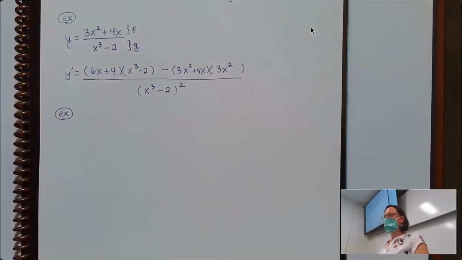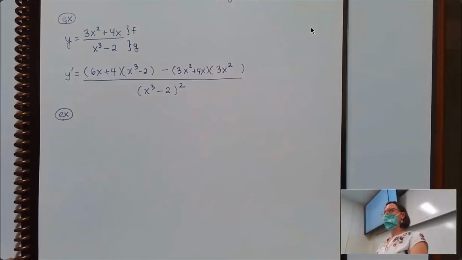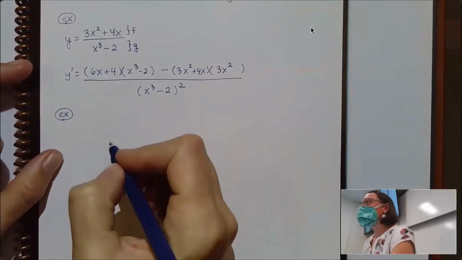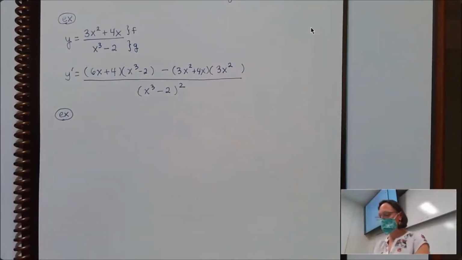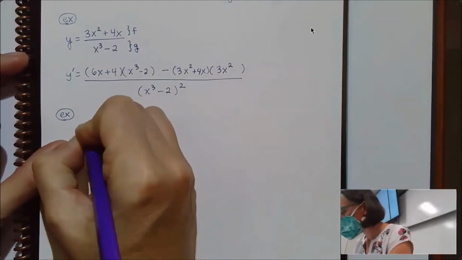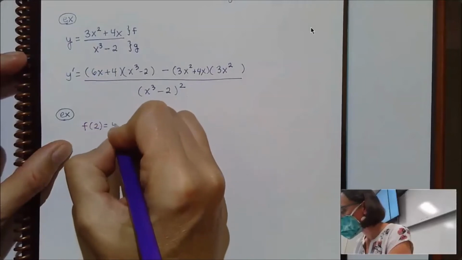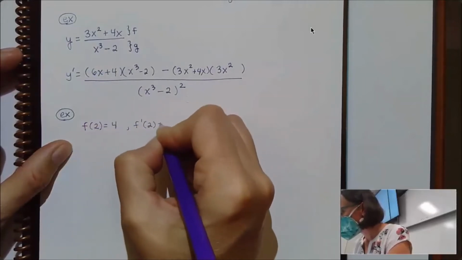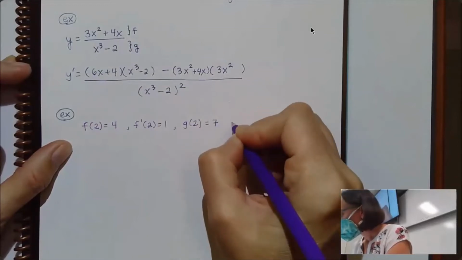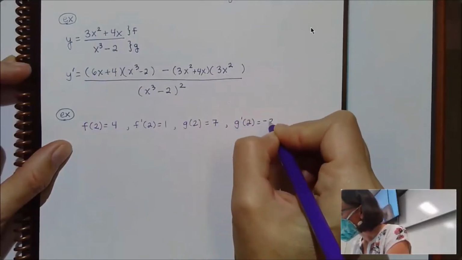So the truth is that our product and quotient rule become much more interesting once we have other types of functions in the mix, like trig functions. So I'm going to do one more example here, and then I'm going to have some more fun with trig. But there's a set of questions in the book that I find kind of confusing, and they look kind of like this. Suppose that I told you that f of 2 is equal to 4, f prime of 2 is equal to 1, g of 2 is equal to 7 and g prime of 2 is equal to -3.